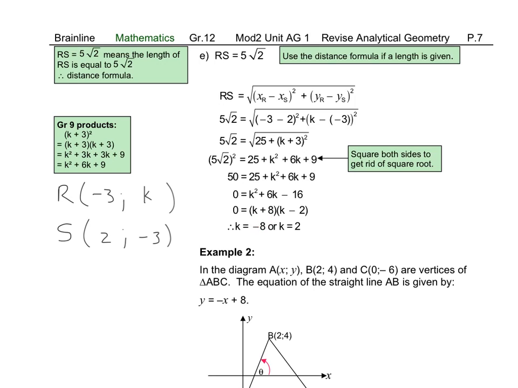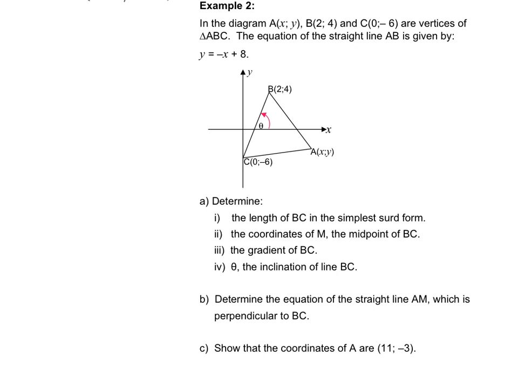So k plus 8 equal to 0 means the plus 8 goes to the other side and becomes a minus 8. And for k minus 2 equal to 0 means that the minus 2 goes to the other side and becomes a positive 2. So the value of k could be equal to minus 8, or k can be equal to 2.